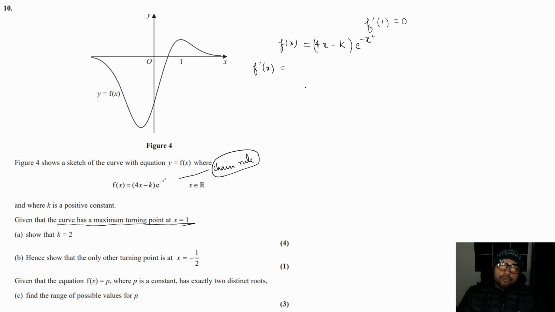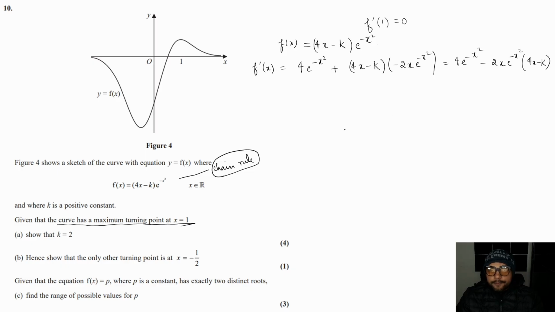Whichever function you want to take, you can take. If I am differentiating the first part here, we'll get 4. The second part will be written as it is, plus the first part written as it is times the differentiation of e raised to the power negative x square, which will be negative 2x e raised to the power negative x square. So here we'll get 4 e raised to the power negative x square minus 2x e raised to the power negative x square times (x minus k).